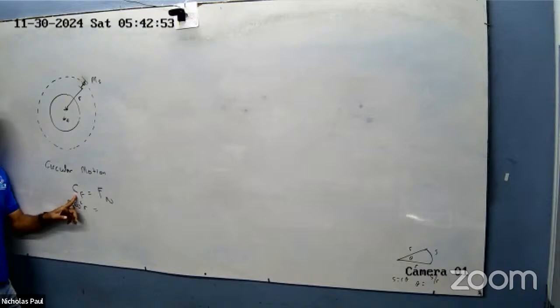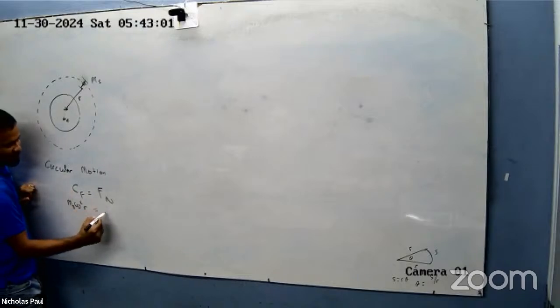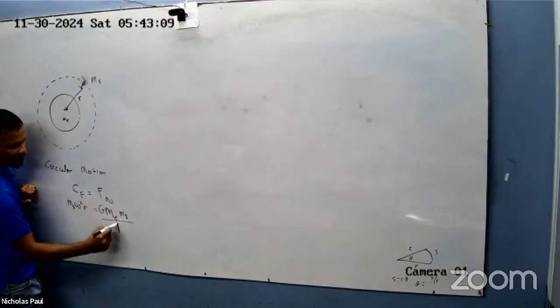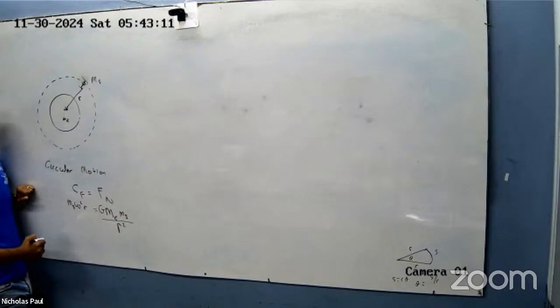So centripetal force is given by this, right? Remember this form? Even if you don't remember, this is the form of centripetal force. And Newton's law of attraction is given by the mass of the Earth, by the mass of the satellite, by Newton's gravitational constant, all over r squared, the separation squared.